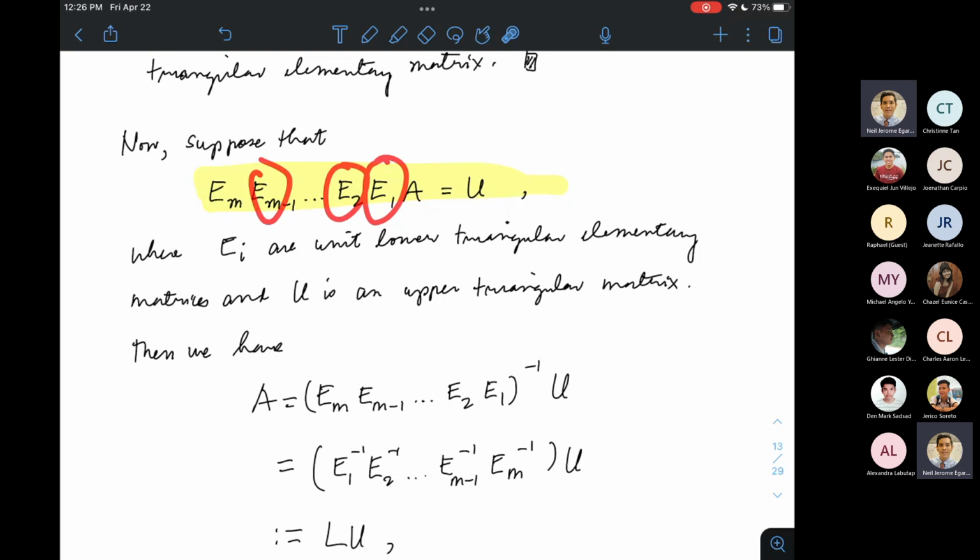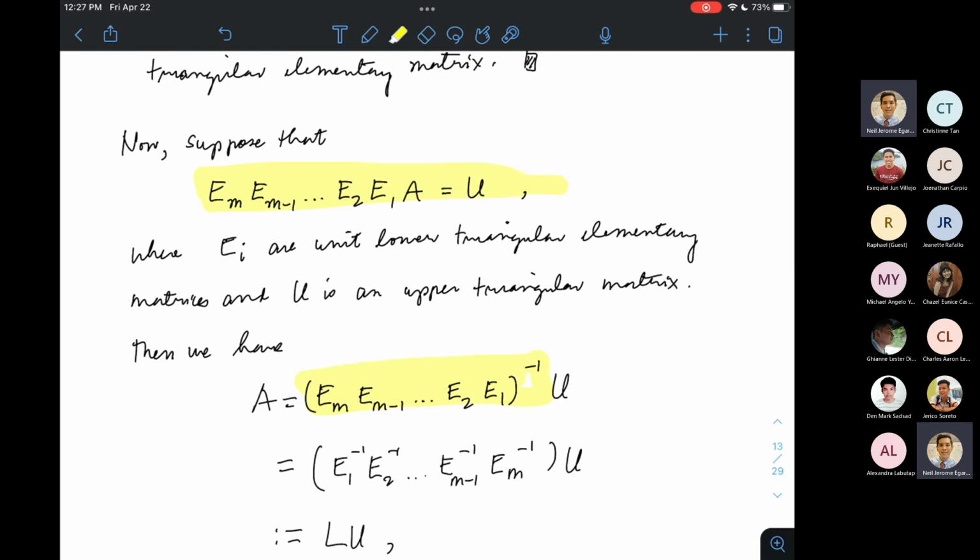bawat isang E ay isang elementary matrix. And by Theorem 7.1, elementary matrices have inverses. All right? So ibig sabihin, yung inverse ni E1 nag-exist, inverse ni E2 nag-exist, hanggang inverse ni EM. So basically, that is sufficient to conclude that the product of the E's is invertible. Right? So ibig sabihin, mag-exist yung inverse na ito.